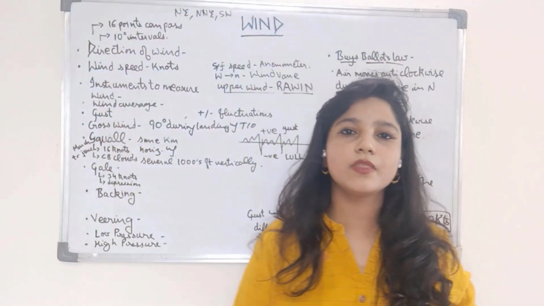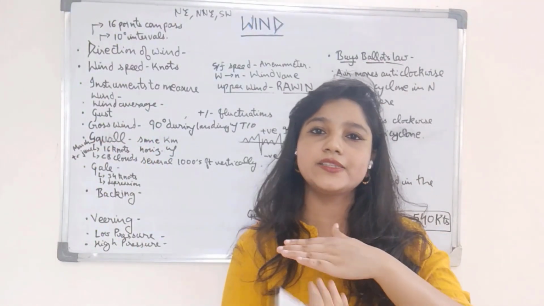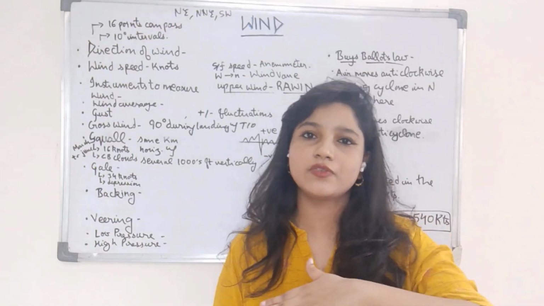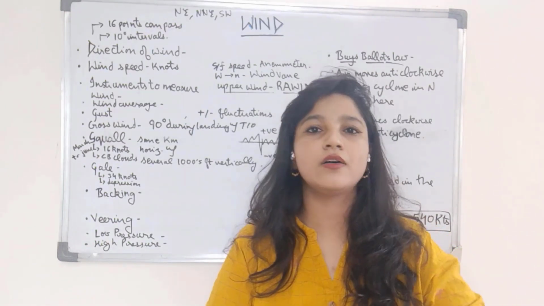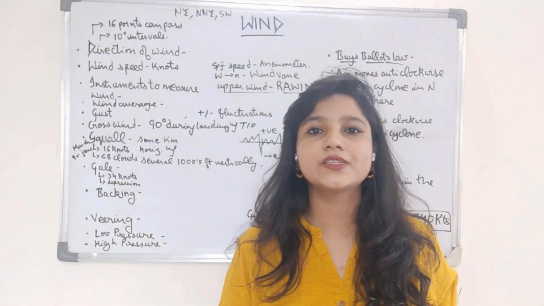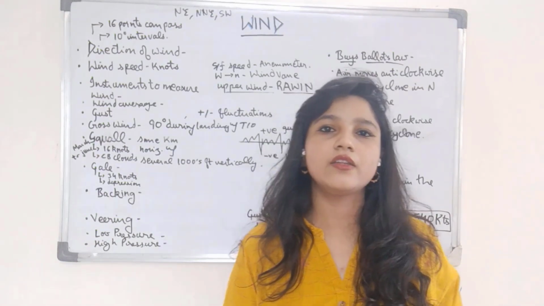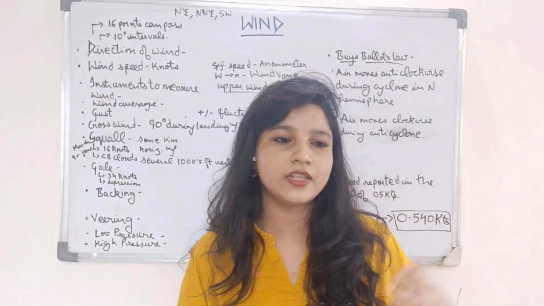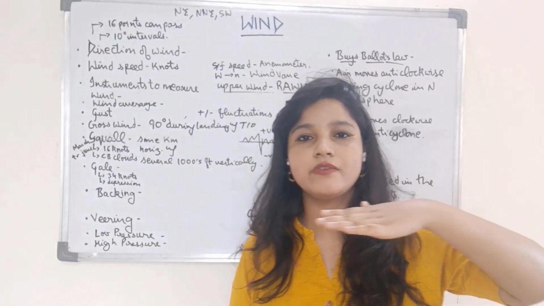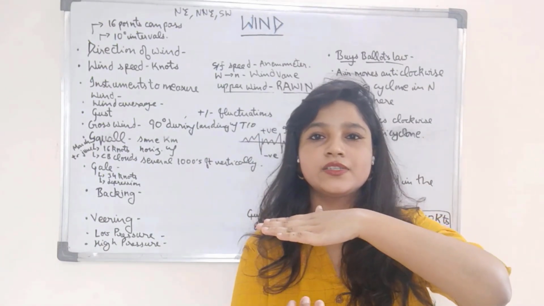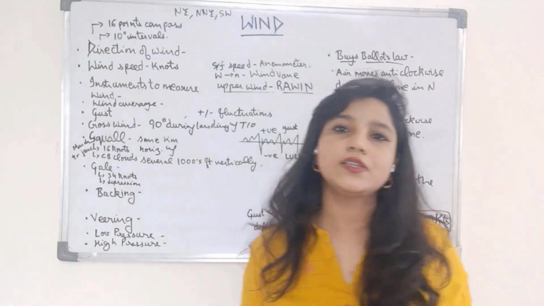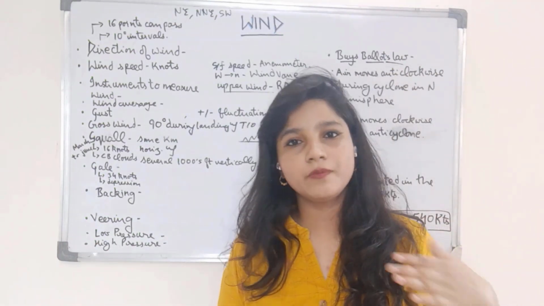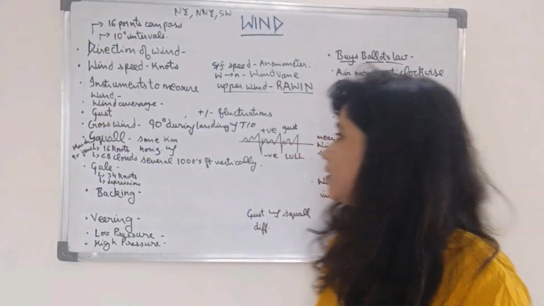Then we have crosswind. Crosswind is the wind that hits at 90 degrees while my aircraft is on the runway. This wind affects landing and takeoff and it is not good. If this is my aircraft on the runway and the wind is coming strongly from the right, it is not easy for the pilot to take off.